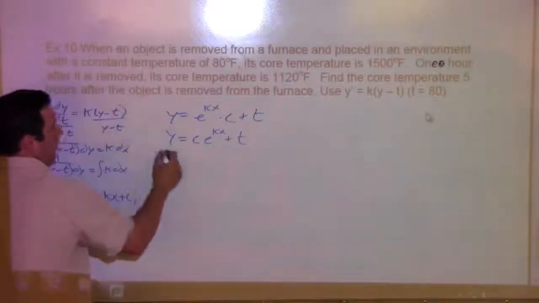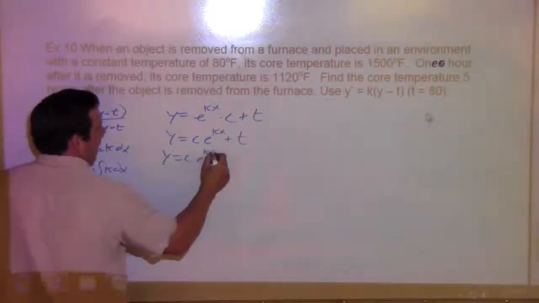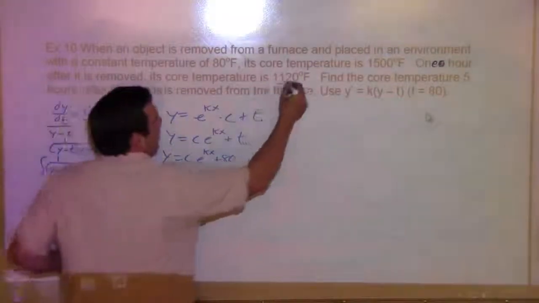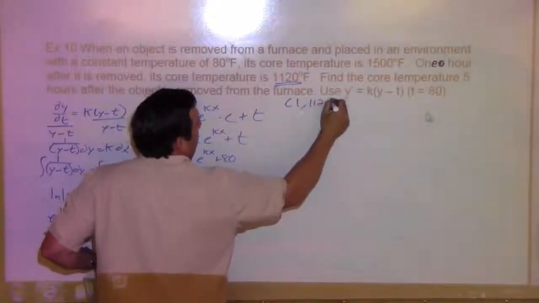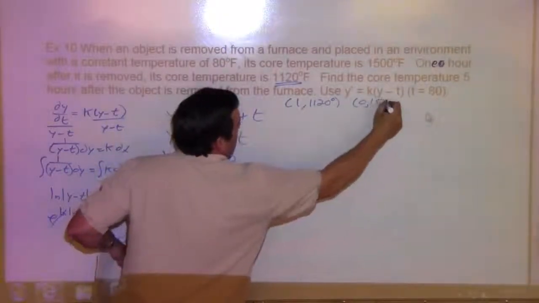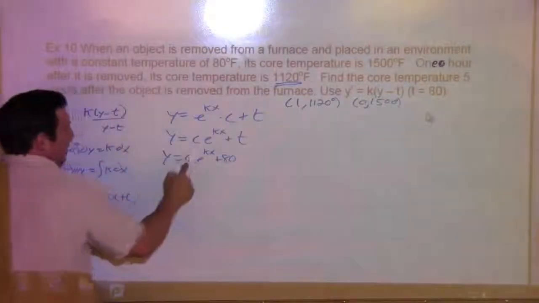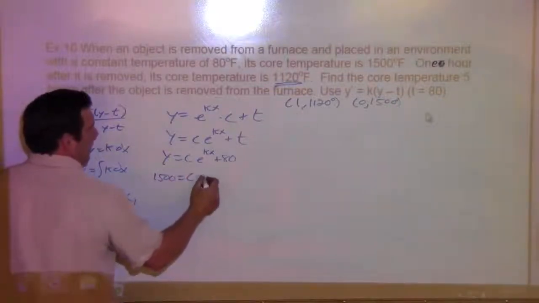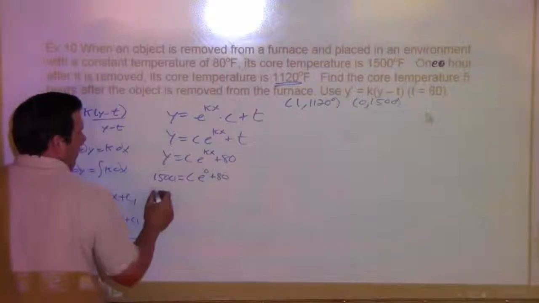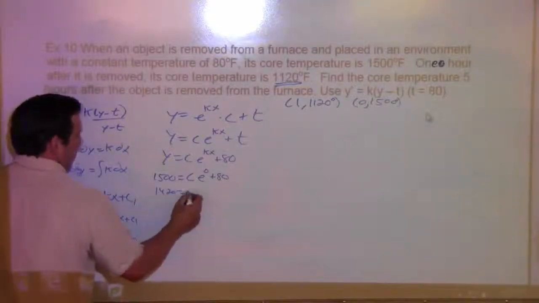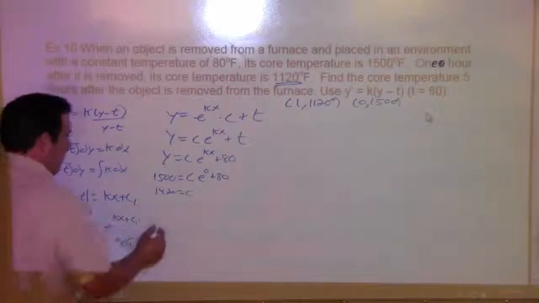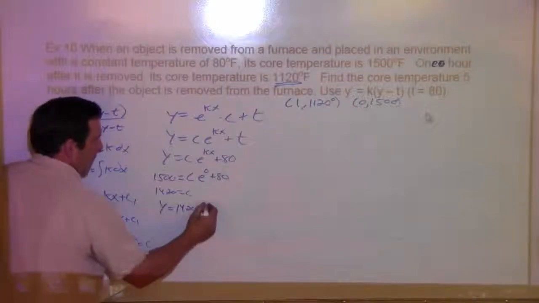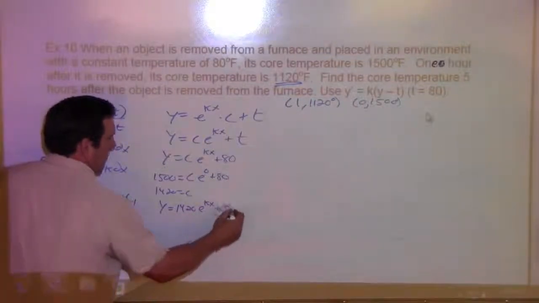Now our T is 80, so y equals C e to the kx plus 80. We have the condition that after 1 hour we're at 1120, and at 0 time we're at 1500. So at 0 time, 1500 equals C times e to the 0 power plus 80. So 1420 equals C. Y equals 1420 e to the kx plus 80.